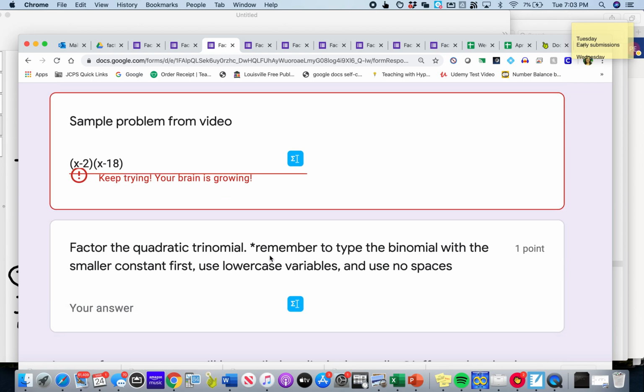So that's why it's very important that you follow the directions that are with every single problem. Remember to type the binomial with the smaller constant first, use lowercase variables, and use no spaces. The part I'm going to focus on right now, where I didn't read the directions, was smaller constant first. So here I have two constants. I have a negative 2 and I have a negative 18. I put the negative 2 first just because I wasn't paying attention to the directions.